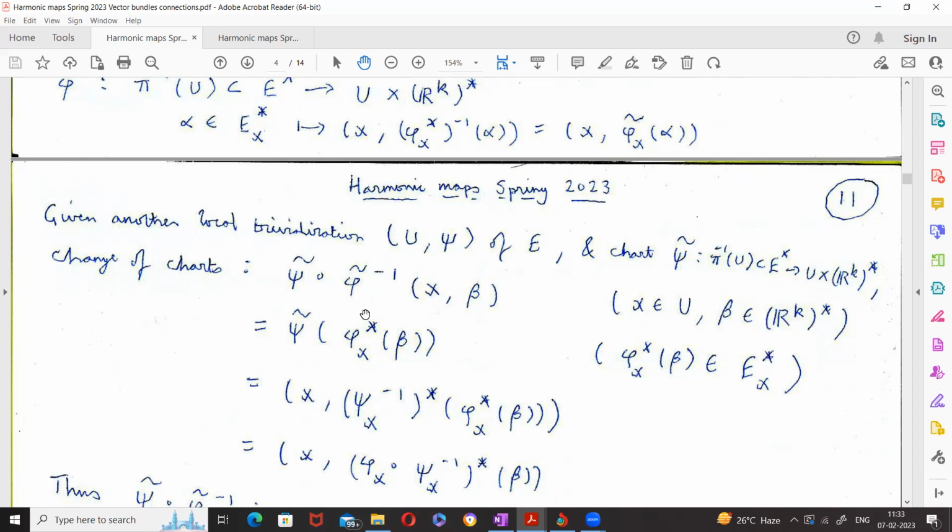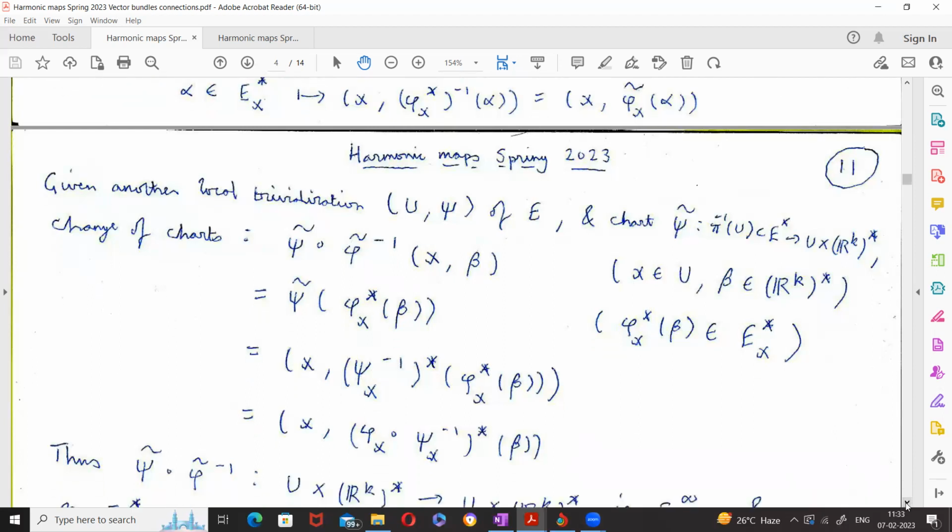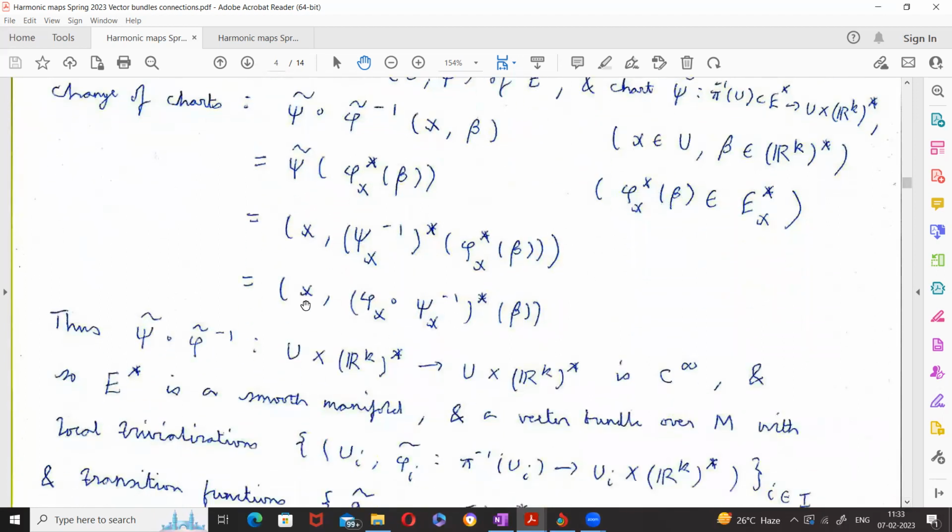So by definition, this is going to be psi tilde of phi X star of beta. Okay. So note that phi X star goes from RK star to EX star. So phi X star beta is an element of EX star. And psi tilde applied to this will be X comma psi X inverse star applied to phi X star of beta. So this is going to be X comma phi X composed with psi X inverse star of beta. Okay.